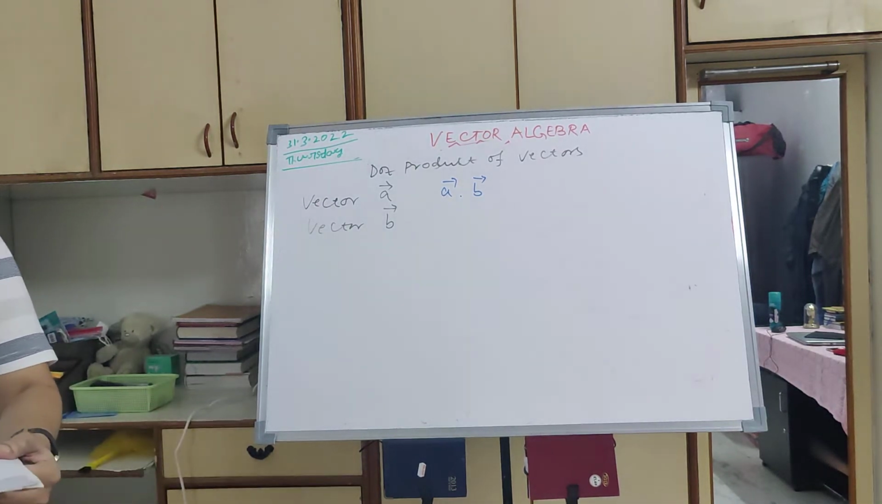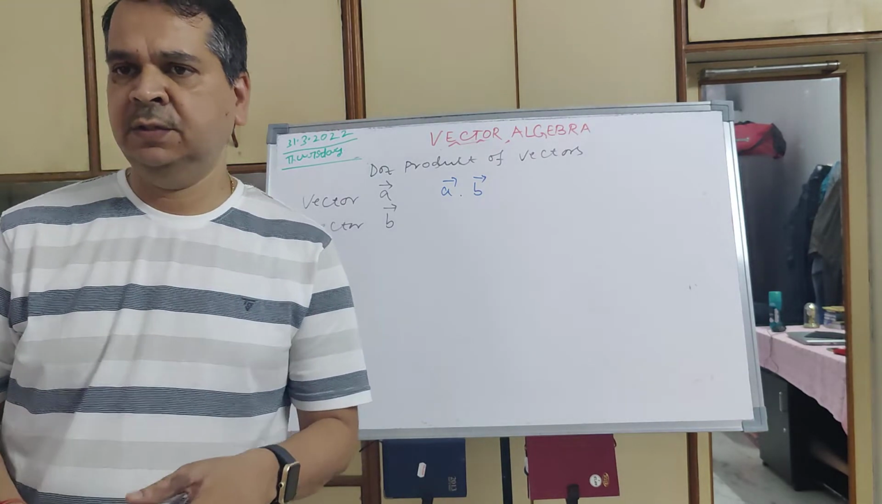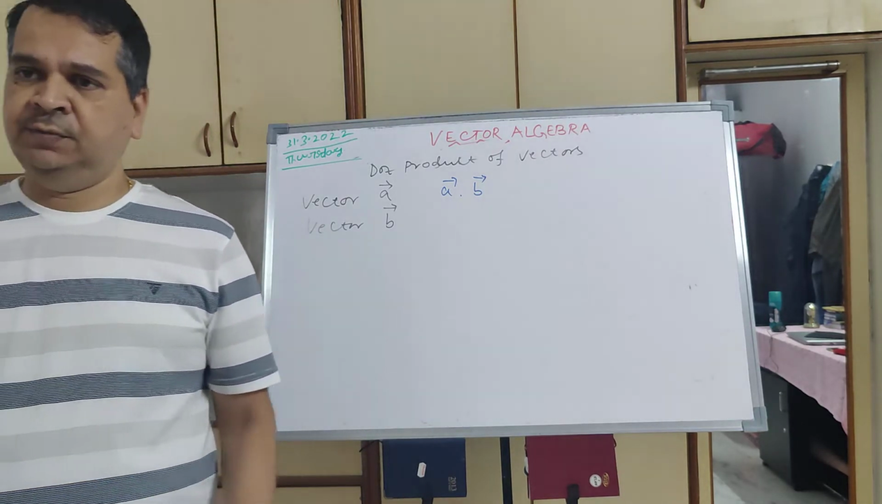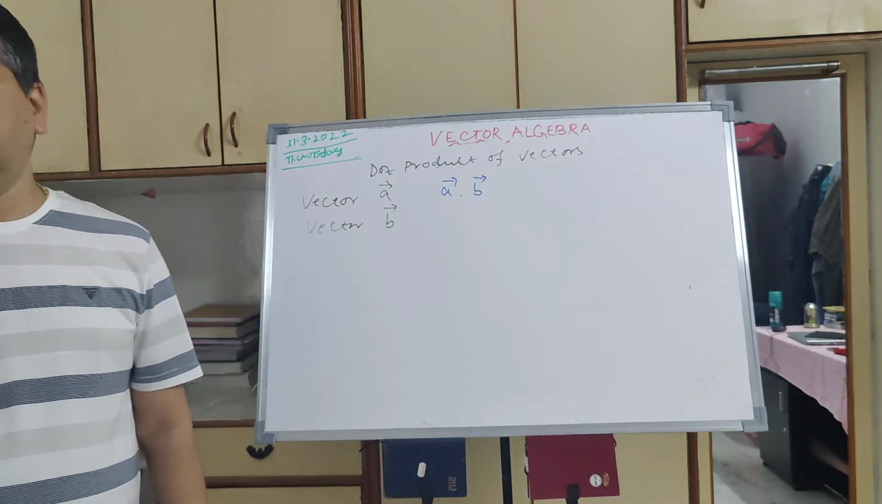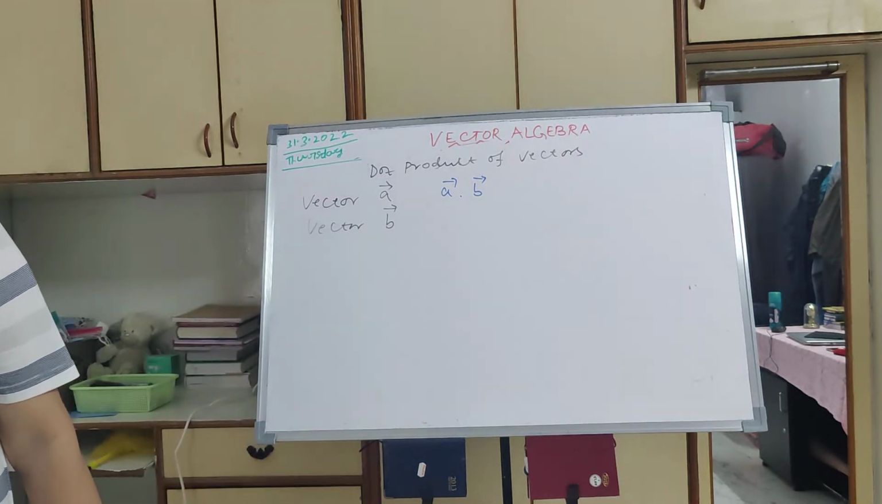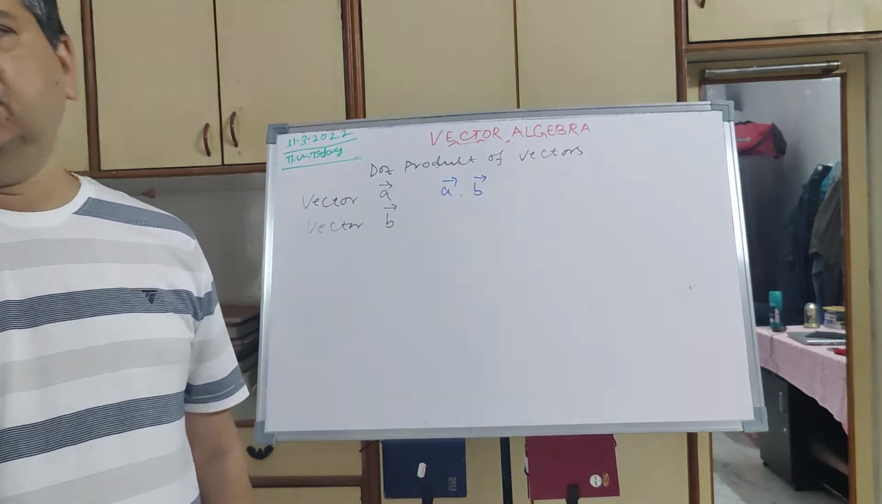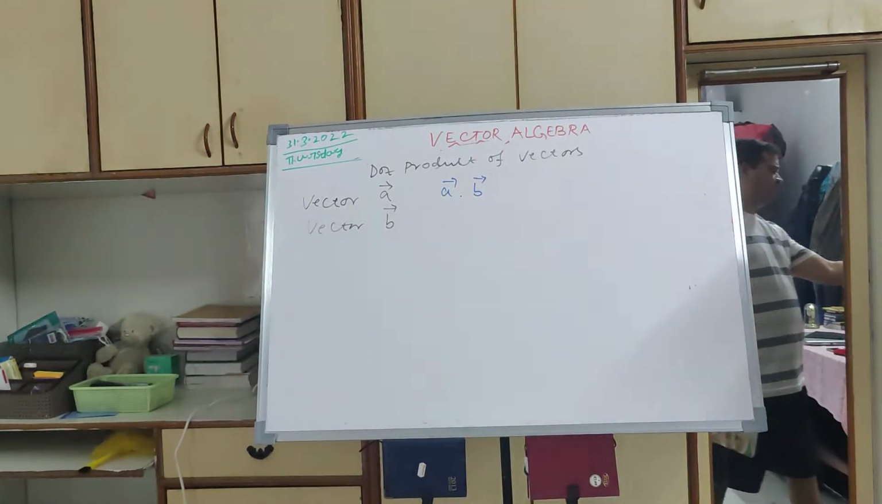Okay, so we were discussing the product of vectors. There can be different types of product, like the product of two numbers is a number, the product of two matrices is a matrix. Similarly, there can be two types of product of vectors. One is the dot product, one is the cross product.